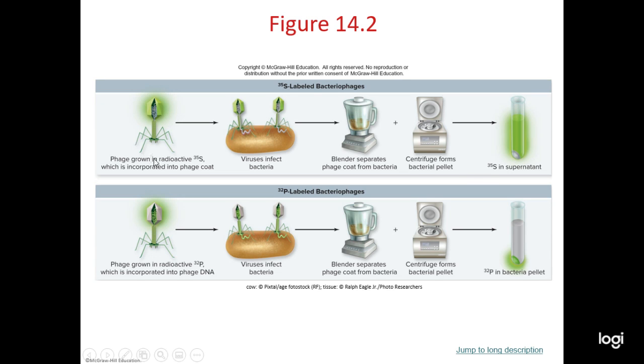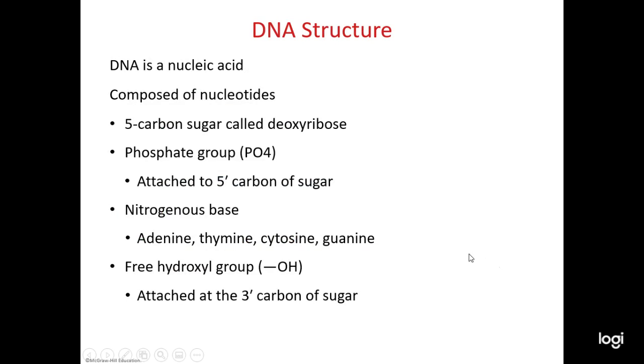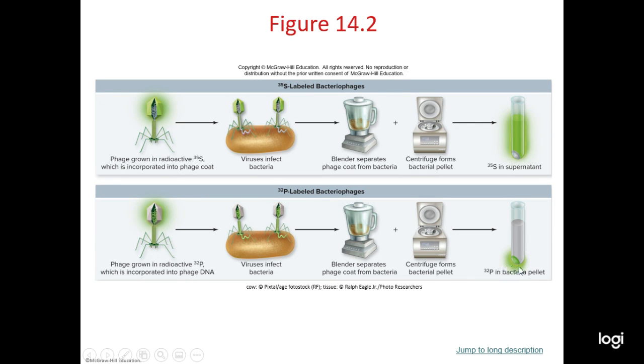So when they did this with the sulfur, which means it's in the protein, the radioactive stuff was up here in the supernatant, not in the pellet, which means it was not in the bacteria. So they took the other strain that's got phosphorus-32, and remember, DNA has phosphorus. So it infected the bacteria, they broke it all up, and they spun it all down, and they found all of the radioactive phosphorus down here in the pellet.